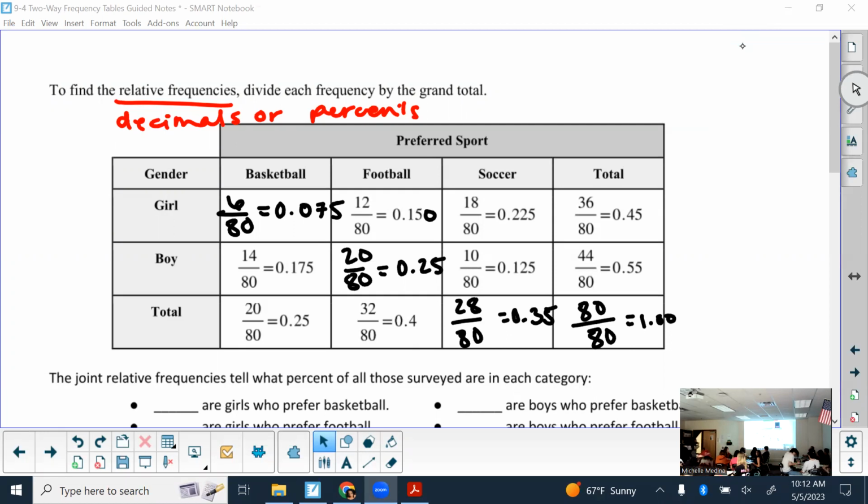All right, so if it said, what's the relative frequency of people that like football, what would you say? 0.4, good. What if I said girls that like football? You would say?